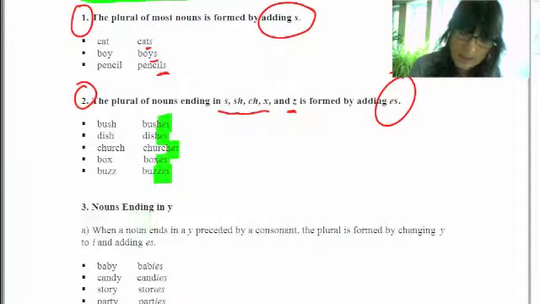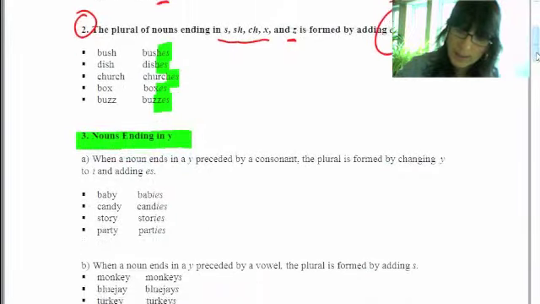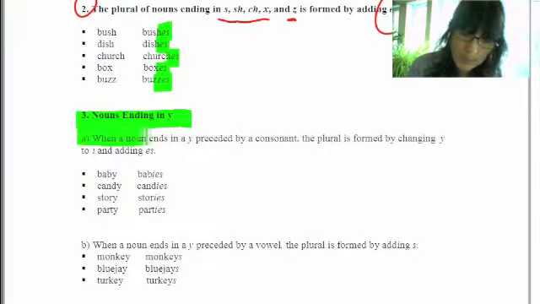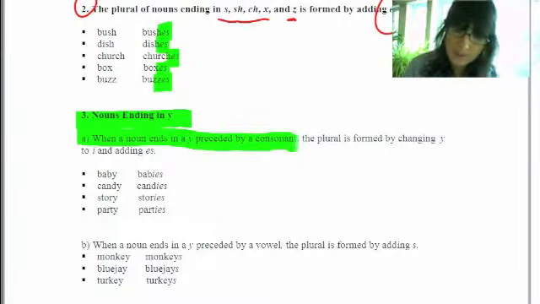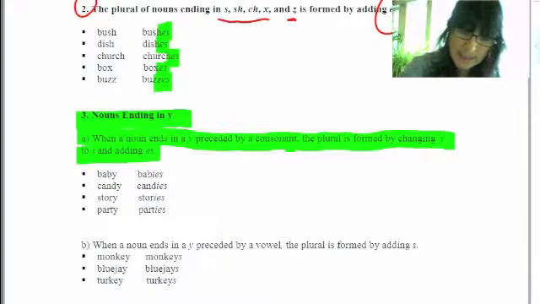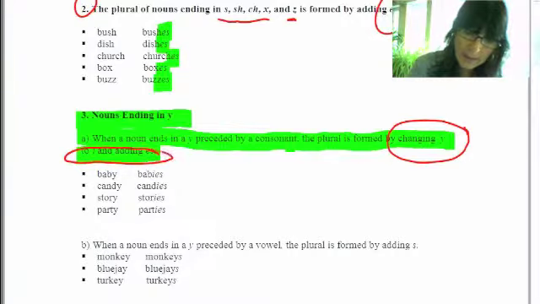The third is nouns that end in Y. If you look at these examples, there are two explanations here. The first one, when a noun ends in a Y, preceded by a consonant, that means the consonant goes before the Y, preceded means before, the plural is formed by changing the Y to I and adding an ES. So keep that in mind. You change the Y to I and you add ES. So let's look at this example. Baby, you would drop the Y and you add IES.